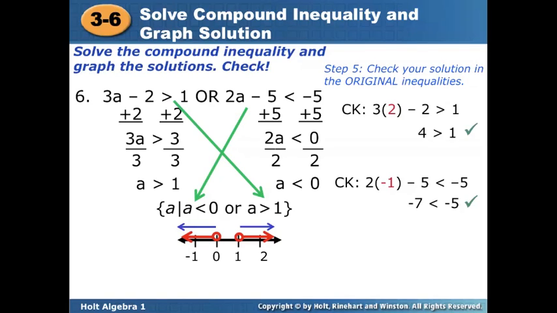For an OR compound inequality, you will always have 2 checks. You have 2 shaded regions, so you must have 2 checks.